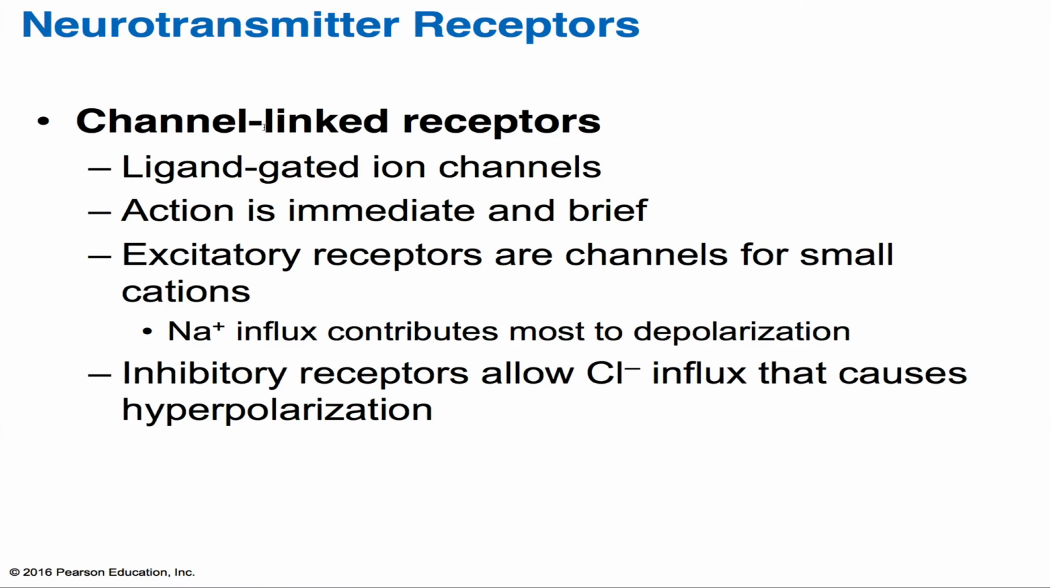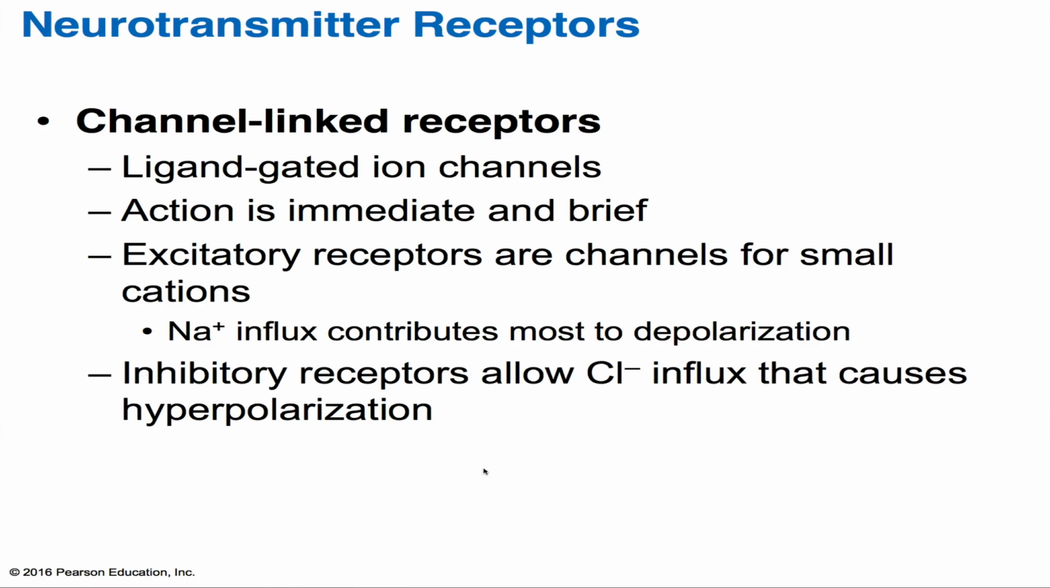Channel-linked receptors are ligand-gated ion channels that mediate direct transmitter action. They're also called ionotropic receptors, and they're made up of several protein subunits that are arranged in a rosette around a central pore. So as the ligand binds to one of the receptor subunits, the protein's shape will change.